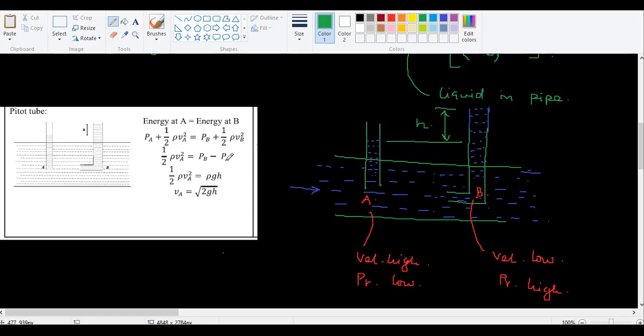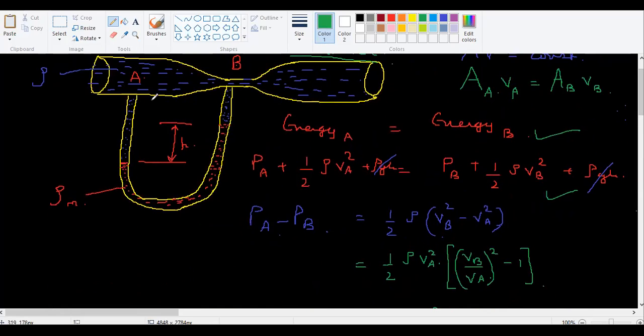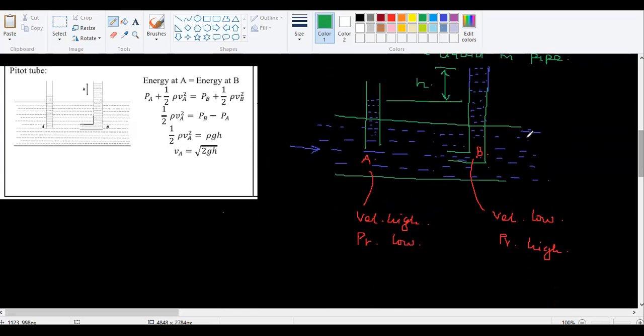So PB minus PA. Why? Because we said this is higher and this is lower, so I'm trying to keep this positive. Here it was the other way around. If you see this, I assume that this is A and this is B, which means the pressure here is higher. So PA minus PB is positive. So bring this on this side. Rho g h is the height difference. Half rho VA square. So VA is equal to root of 2g.